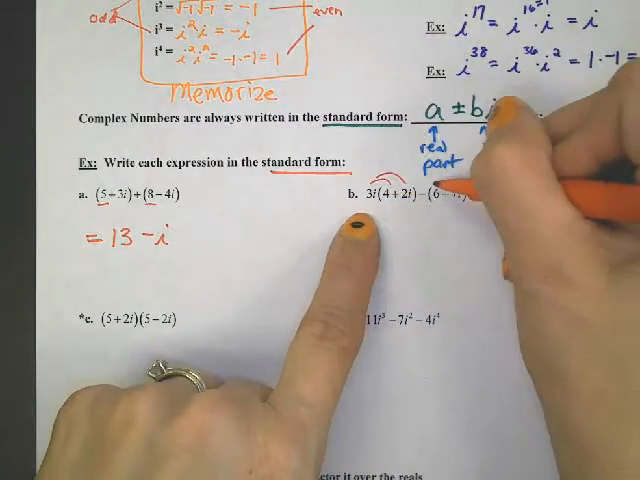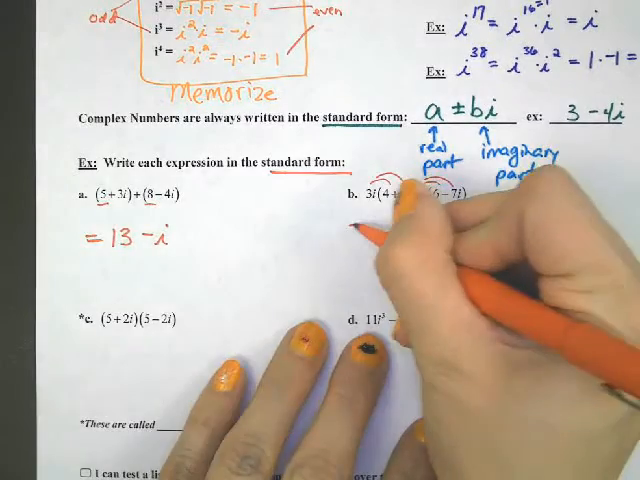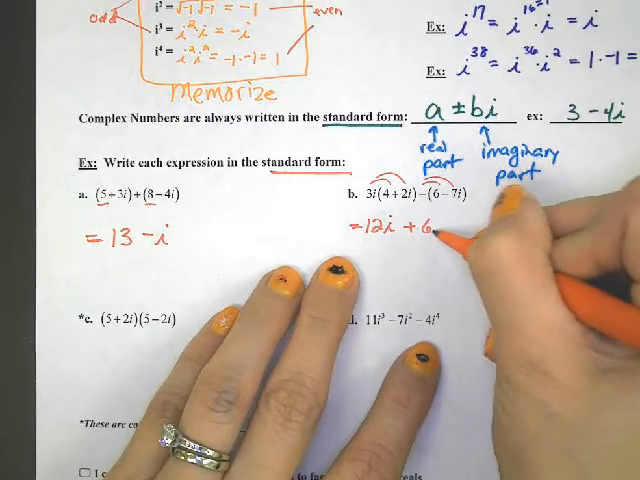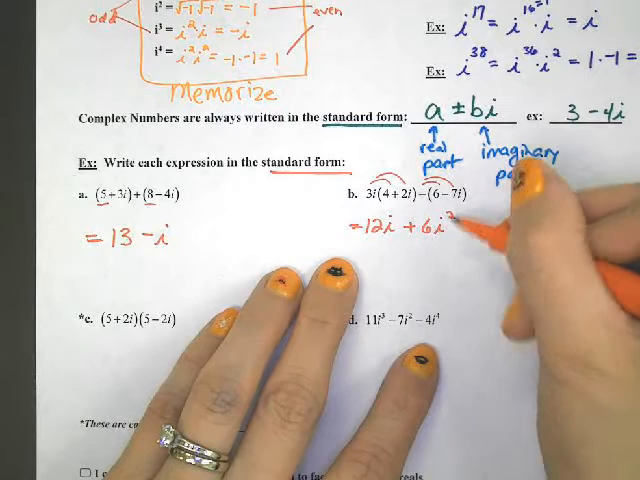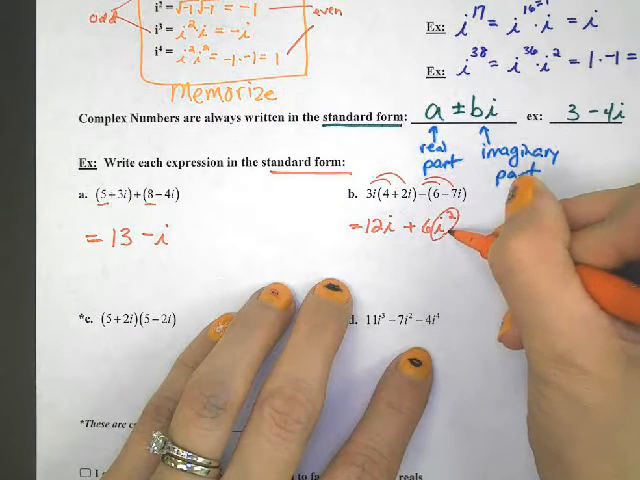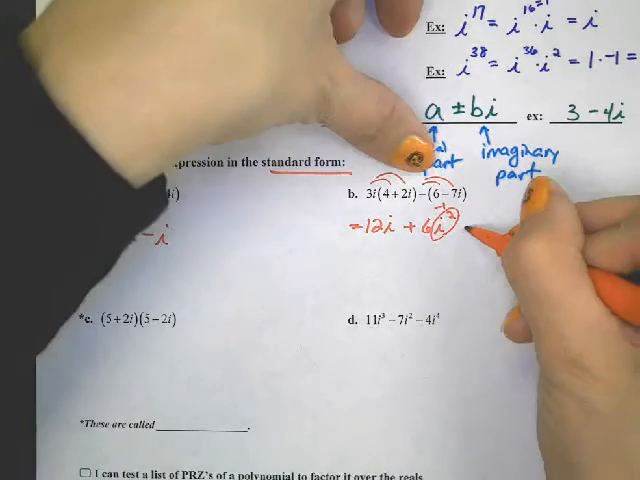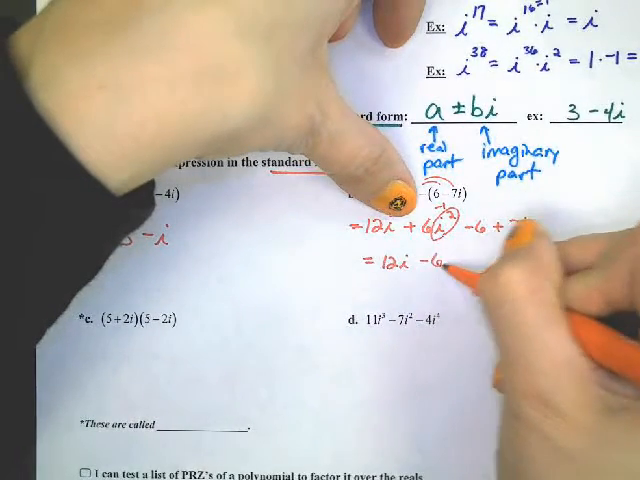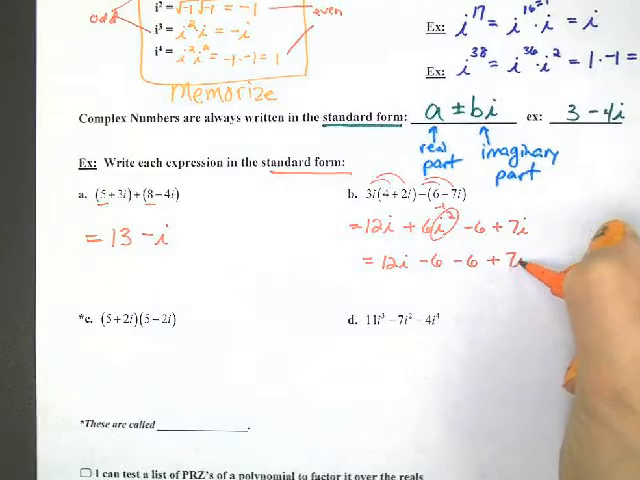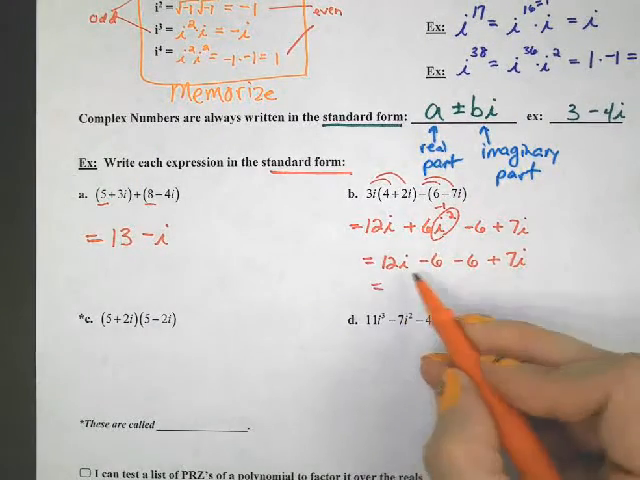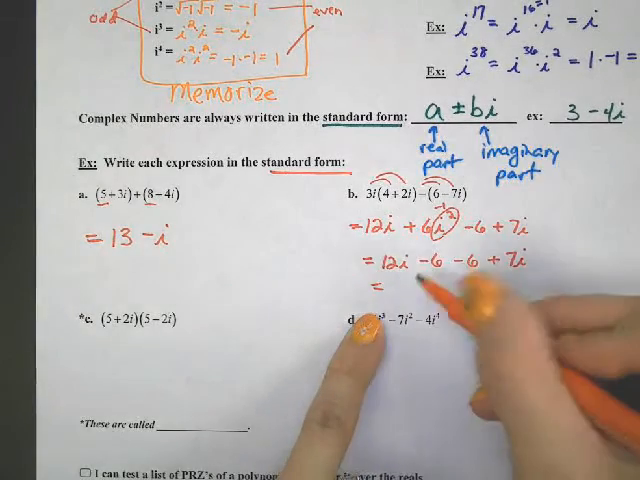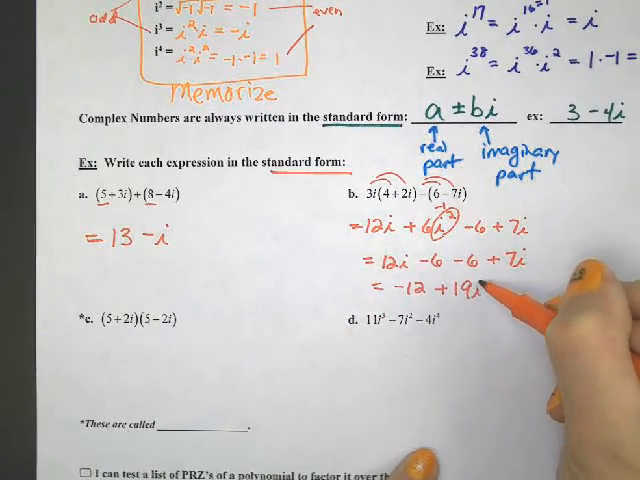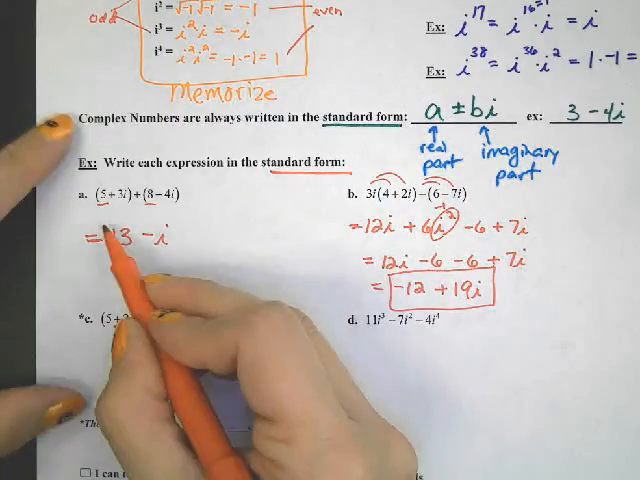Here, maybe we could distribute. Distribute a negative, and then add our like terms. So first we have 12i plus 3 times 2 is 6i squared. Oh, I said i squared. When I say i squared, you say negative 1, minus 6 plus 7i. So let's rewrite this as minus 6 minus 6 plus 7i. Okay, and now we're going to add these like terms. Tell me the real part first. Negative 12, and the imaginary part is plus 19i. That is written in standard form.